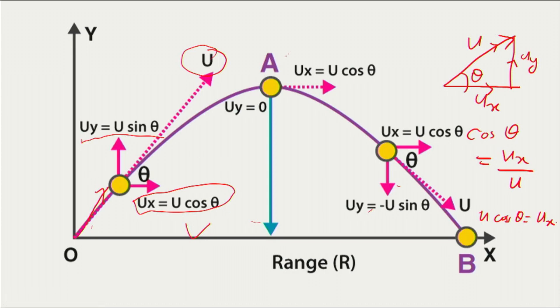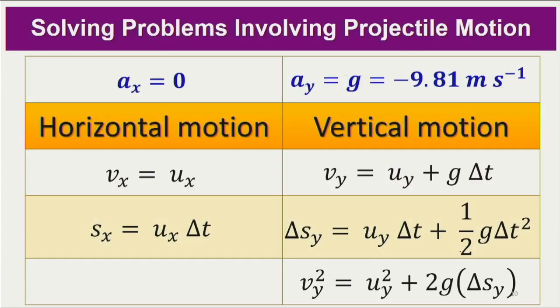At this maximum point, or maximum height, Uy equals 0. For the maximum range, the displacement is 0 here. This is for solving problems involving projectile motion.